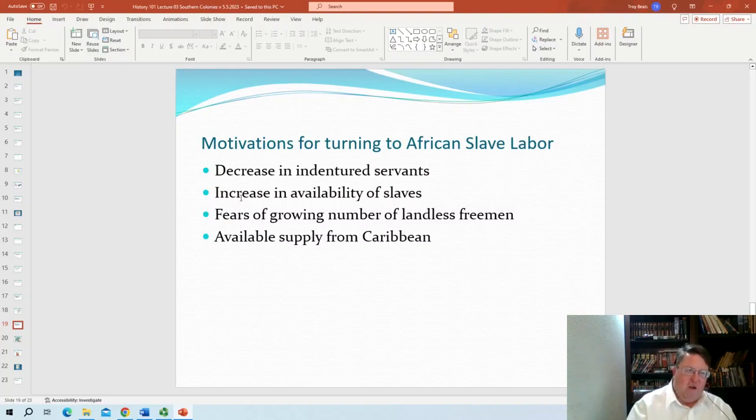Okay. So you turn to African slave labor, more easily controlled. If they get angry and rise up, you know, you can shoot them. You can control them. You can kind of psychologically beat them down to where they can be more controlled. You leave a bunch of landless freemen running around, they're going to do something about it. All right. And then you have an available supply from the Caribbean.